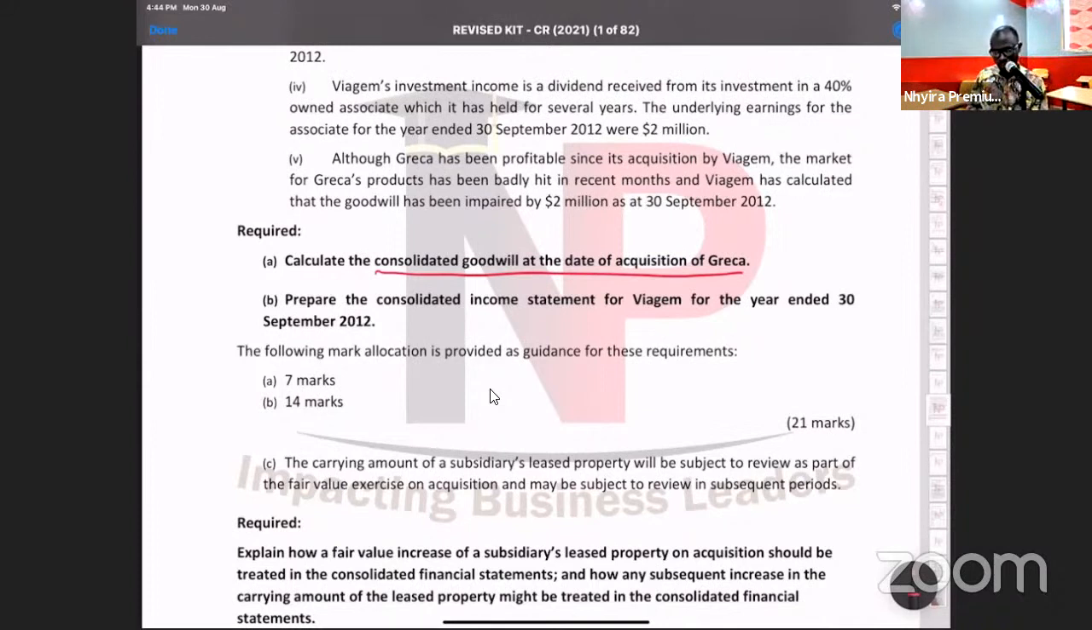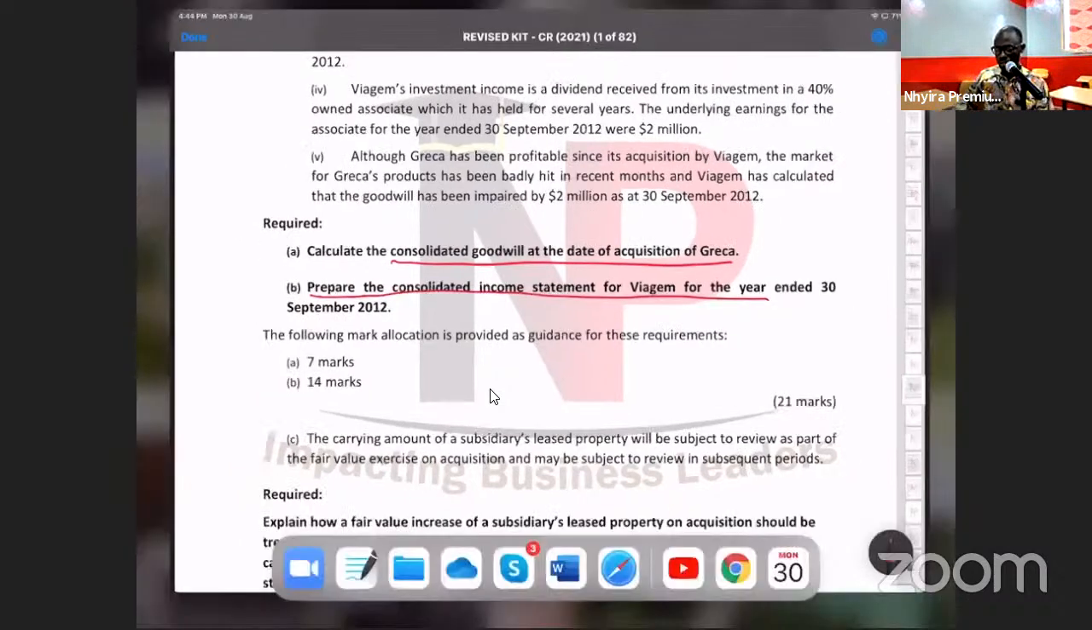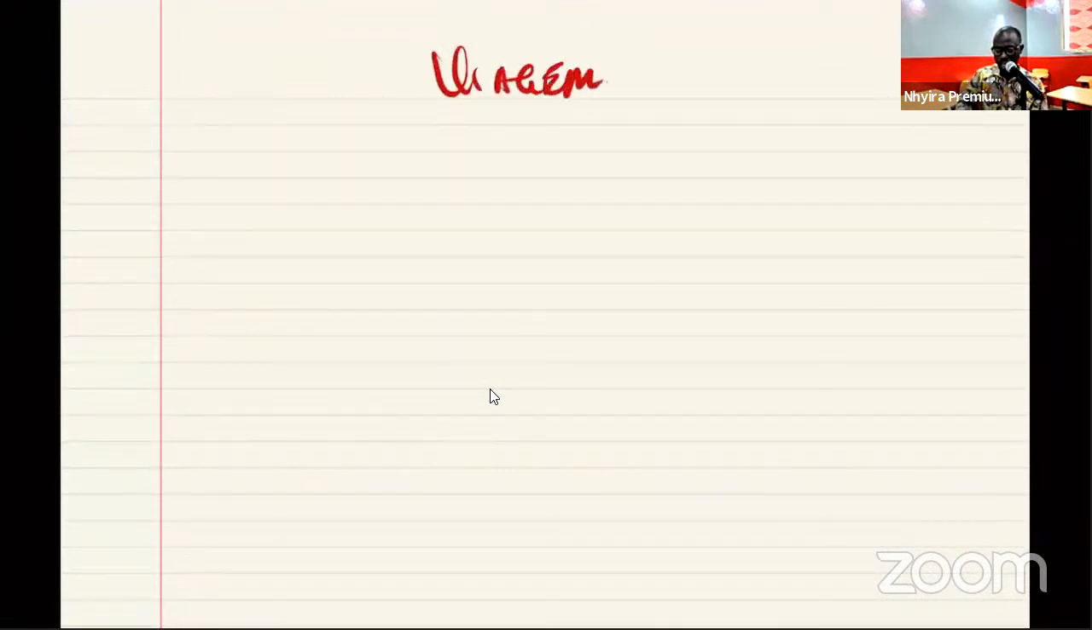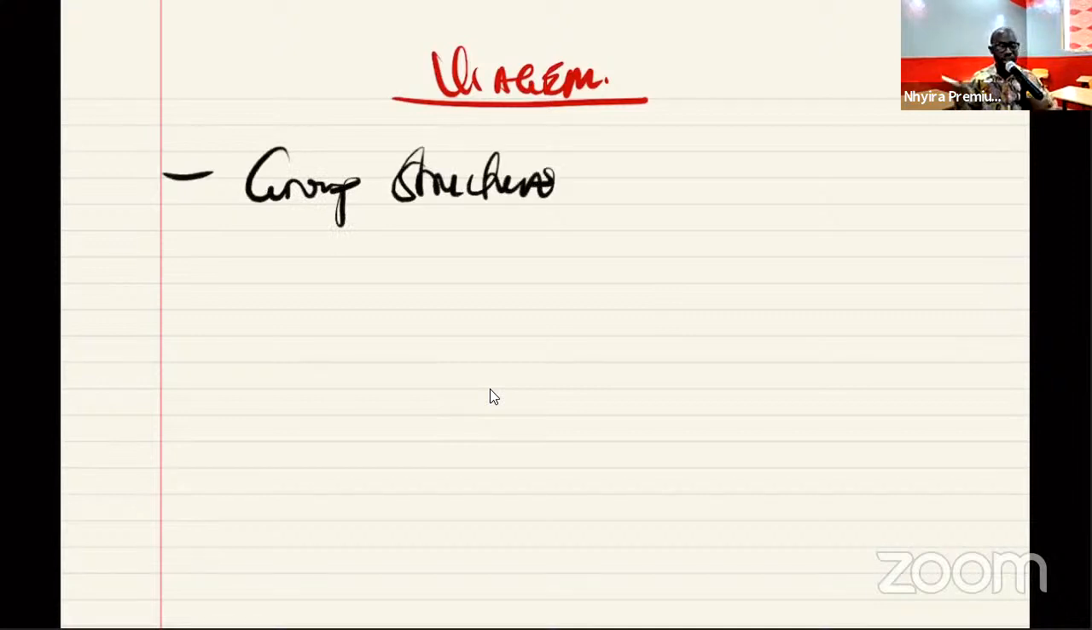Then B, the examiner said, we should prepare the consolidated income statement for the year ended 30th September 2012. So once I know that I'm going to be calculating goodwill at the date of acquisition, and then preparing the consolidated statement of profit or loss, I must have at the back of my mind the key workings that I'm supposed to do. So the question that we ask ourselves is, what key workings are we going to do when dealing with this question? Because we are preparing the consolidated income statement, definitely my group structure has to be drawn, because that is critical for me to understand what's going on.